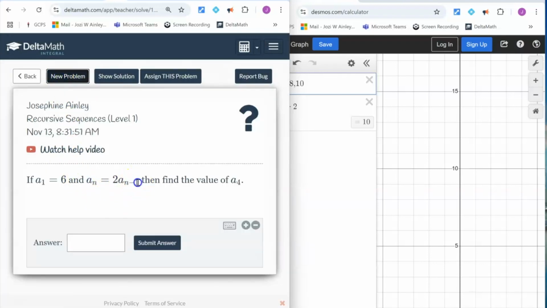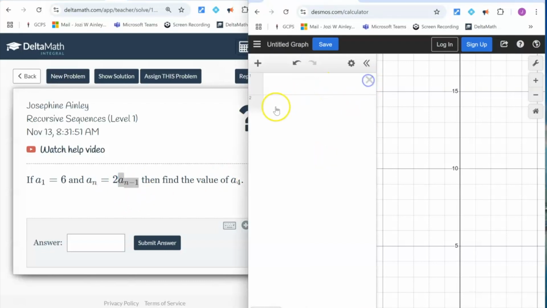All right, so again, what does a sub n minus 1 mean? The previous term. So whenever you're putting this in the calculator, started on the second one, the previous term is always in parentheses. And then there's a 2 in front of the previous term, right? There's a 2 right there. What does it mean? 2 times the previous term. That's all that means.